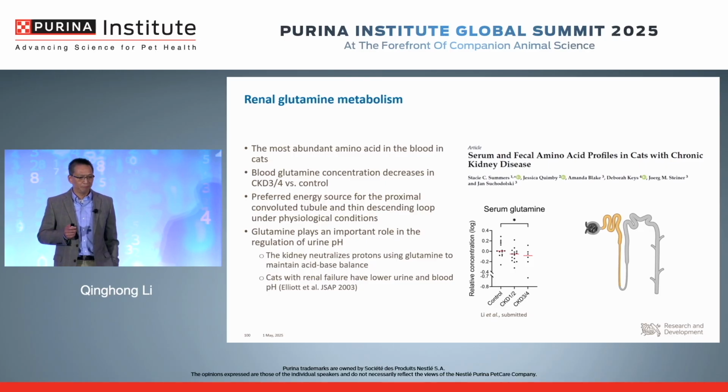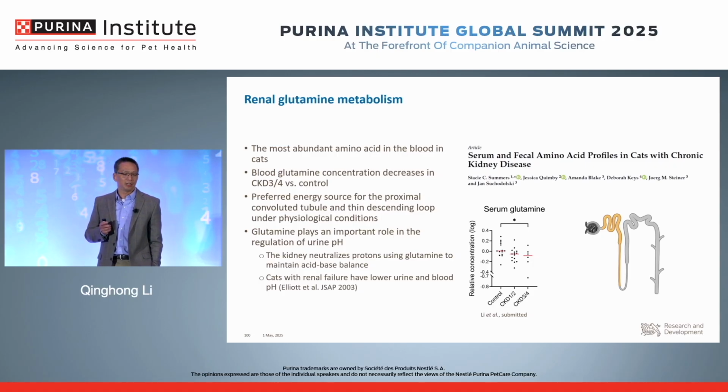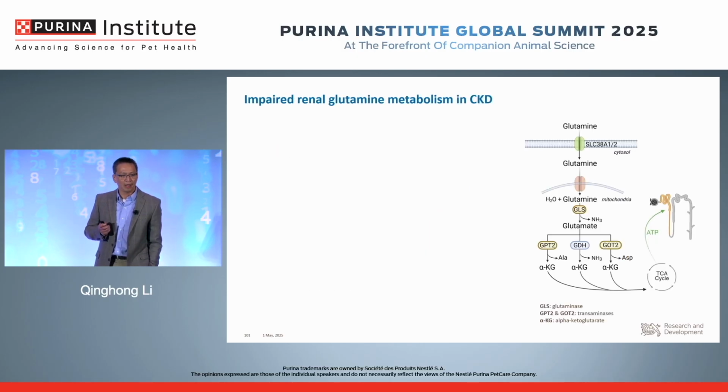an acid-base imbalance. So that's a paper published more than 20 years ago by Jonathan Elliott. His study showed that cats with renal failure have lower urine and blood pH. So we're going to look at that.